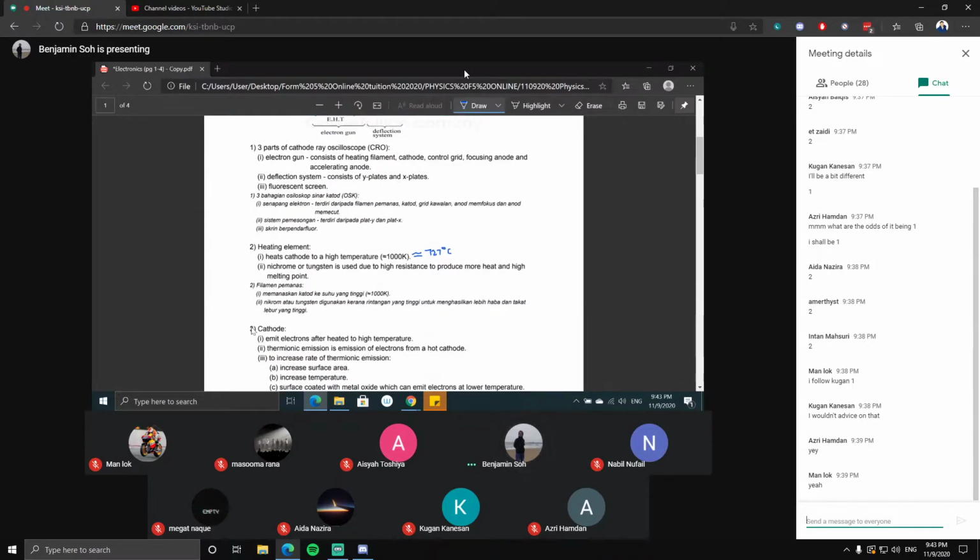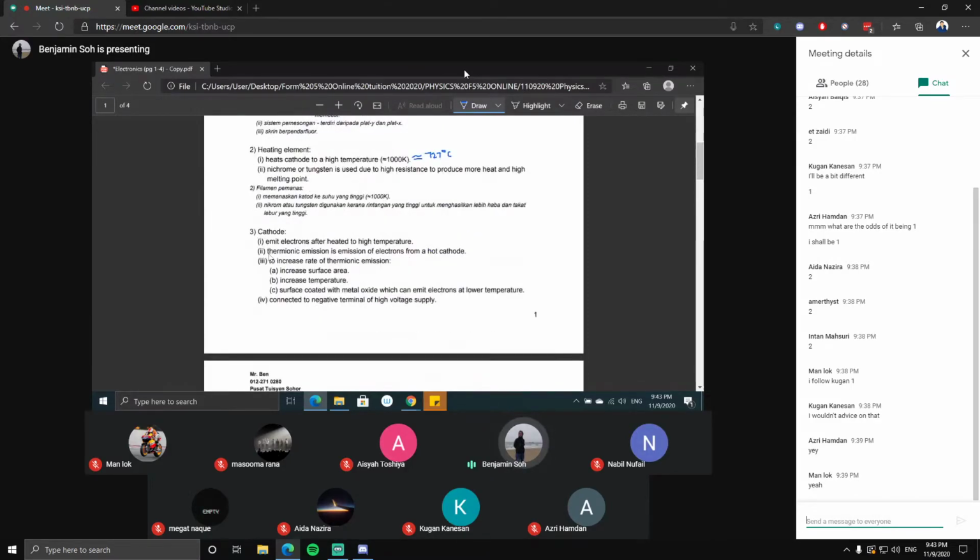Okay, cathode. What is the function of cathode? It emits electrons after heated to high temperature. And the process I never mentioned yet is called thermionic emission. Okay, the process is called thermionic emission. And what is the definition of thermionic emission? It's emission of electrons from a hot cathode. Emission of electrons from a hot cathode. Okay, penghasilan or pengeluaran elektron daripada cathode yang panas.